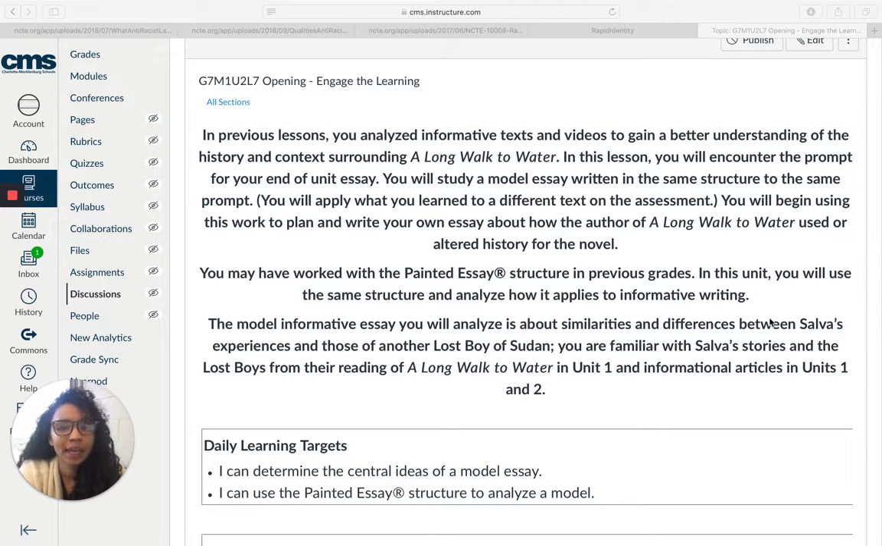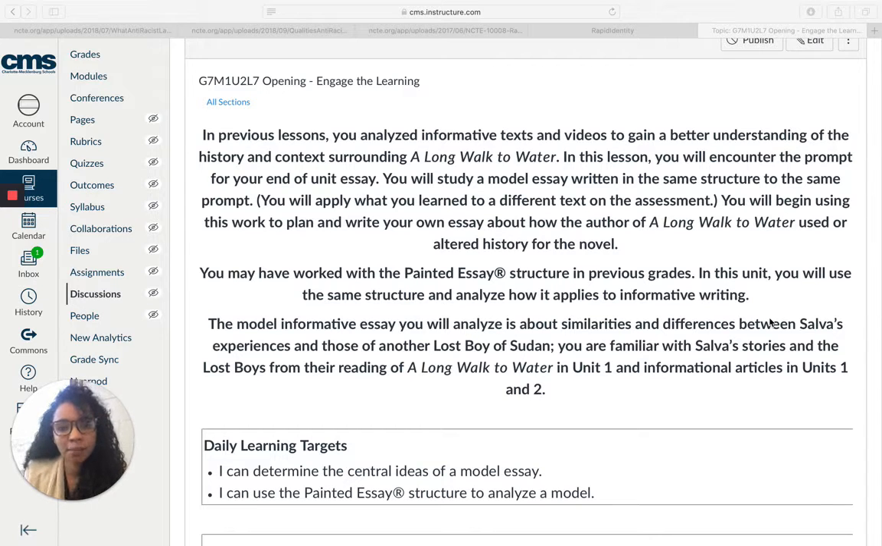So in previous lessons you've analyzed informative texts and videos to gain a better understanding of the history and context surrounding A Long Walk to Water. In this lesson, you will encounter the prompt for your end of unit essay. So that's something really important to note. This lesson we're doing today, you are going to see the prompt for our end of unit essay.